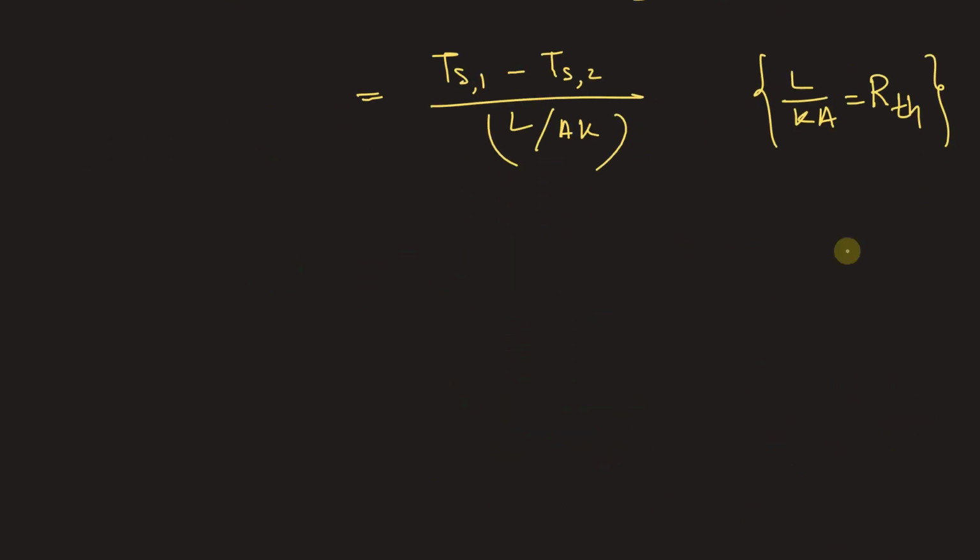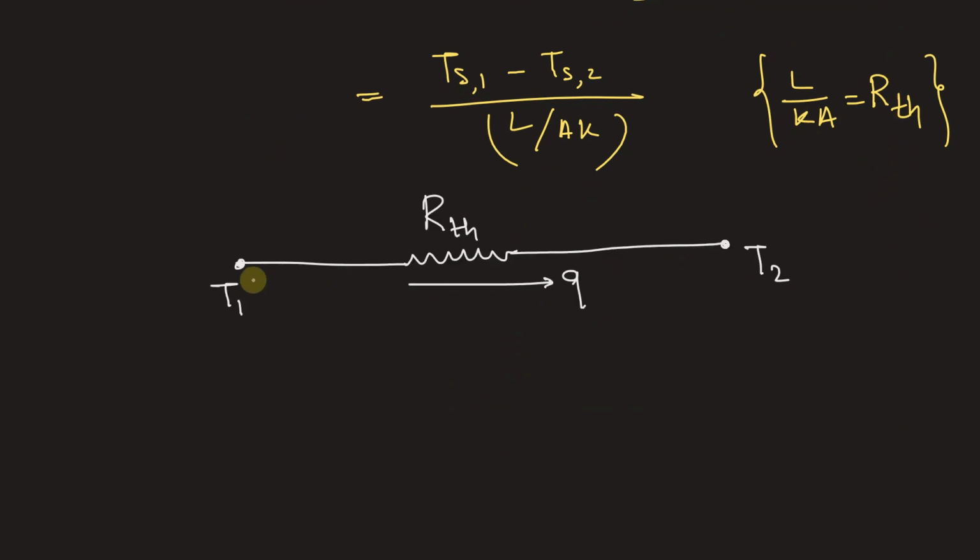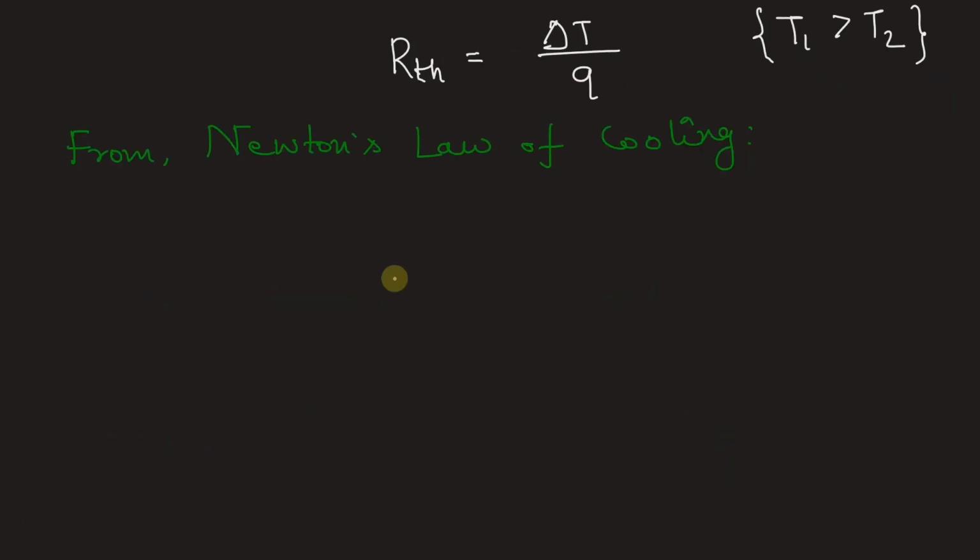So this can be understood as below. Let's see a diagram to understand this R_th. R_th can be understood as the change of temperature with respect to the flow of heat. So R_th is equal to delta T upon Q. Of course, T1 is greater than T2. A thermal resistance, this R_th, may also be associated with heat transferred by convection at a surface. From Newton's law of cooling, heat flow Q is equal to hA into (Ts minus T infinity).